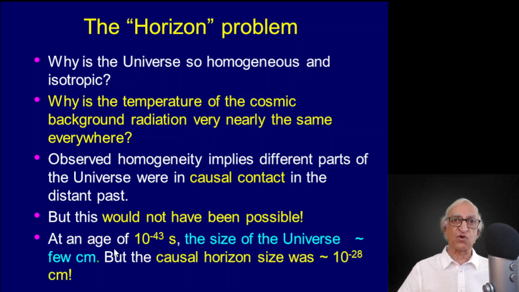Because if you go back in time to the Planck era, when the time was 10 to the power minus 43 seconds, the size of the universe was roughly 2 or 3 centimeters, the size of a ping pong ball. But the causal horizon size, that is the distance up to which you can communicate at the speed of light, was only 10 to the power minus 28 centimeters.